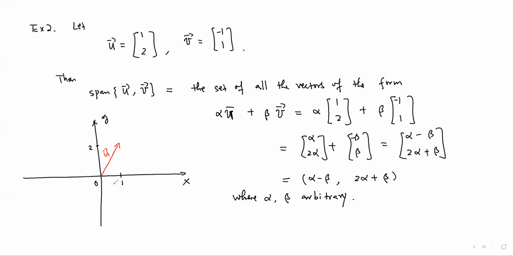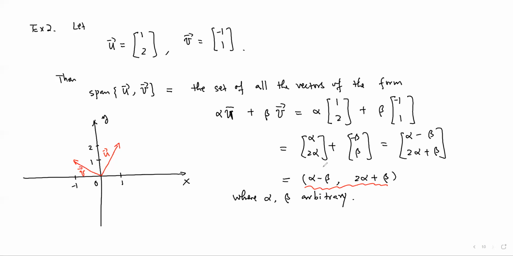And vector V. Negative 1 here, positive 1 here. So negative 1 is the X coordinate and the Y coordinate is 1. So this point is vector V. Let me draw an arrow. This is vector V. Now, these are all possible linear combinations of vector U and V.